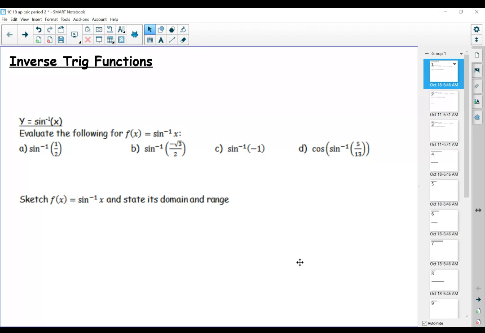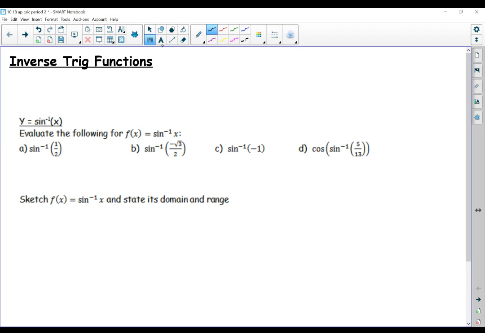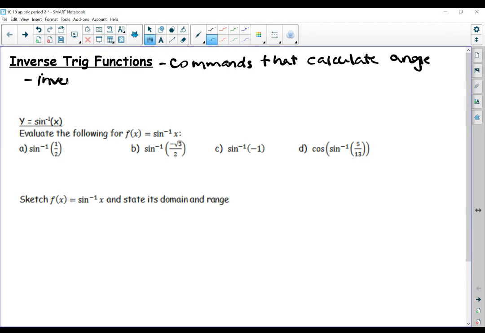If you remember, the inverse trig functions are commands that calculate angles. So they're the angle finding commands. They're saying, given a side ratio, what is the angle? You're either going to see them written in inverse notation, with that little -1, or as arcs, like arc sine, arc cosine, arc tangent. Those are the inverse functions.